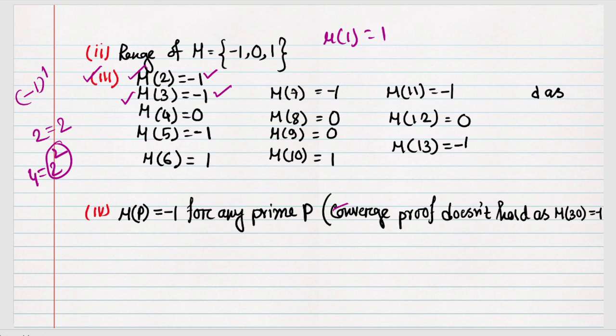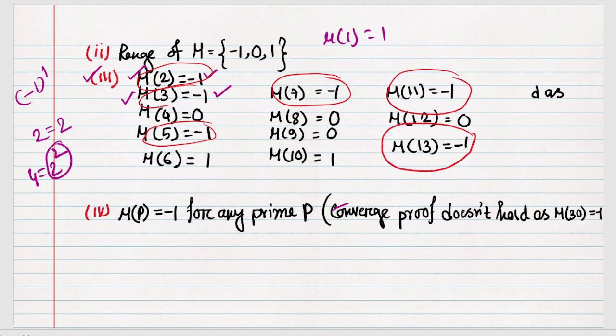In this list, we can easily see a simple similarity: mu of 13 equals -1, mu of 11 equals -1, mu of 7 equals -1, mu of 5 equals -1, mu of 3 equals -1, and mu of 2 equals -1. So we can say our fourth remark, that mu of p is always equal to -1 for any prime number p.